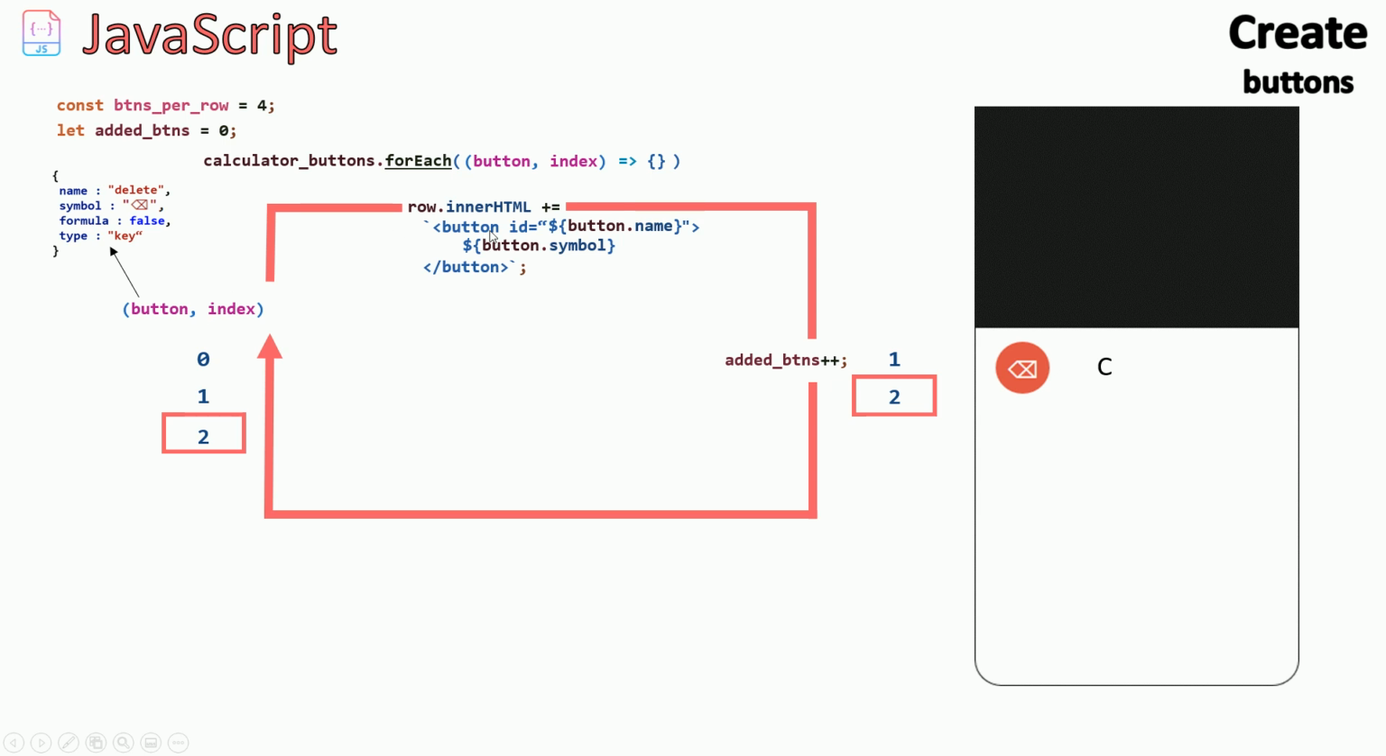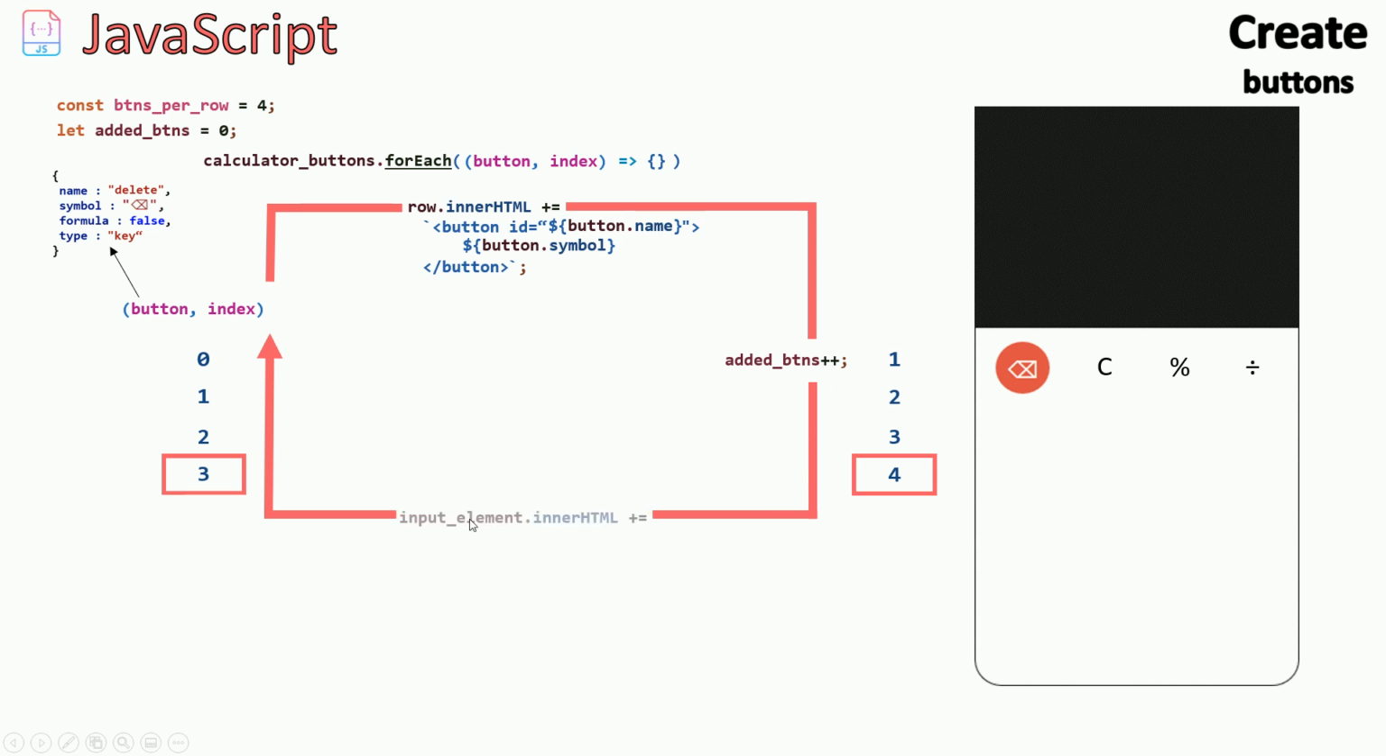We add that button to the row. Added buttons now is 3. We then go to the next button. We add that button to the row. And now the added buttons is going to be 4. Now you can see here that the row is filled, so we need to add a new row so we can add the next button to it.